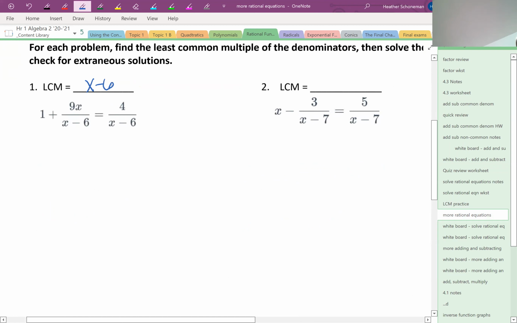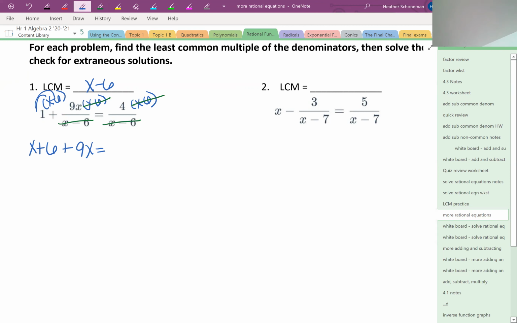So that has to be the least common multiple. Once you figure that out, we're going to multiply each term times x minus 6. So in the first term, nothing goes away. So I'm just going to have 1 times x plus 6. Well, that's easy. That's just x plus 6. On the second one, the x minus 6 cancels. So I'm just left with 9x. And on the next one, the x minus 6 cancel as well. And I'm just left with 4.